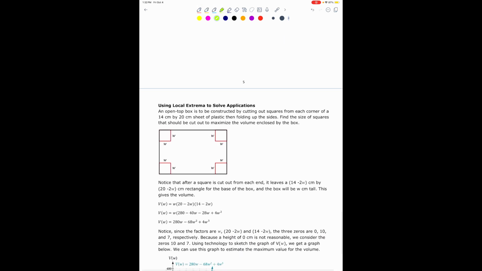Applications. How are we going to use local extrema to solve some applications? Here is an example. An open top box is to be constructed by cutting out squares from each corner of a 14 by 20 centimeter sheet of plastic, folding up the sides. Find the size of squares that should be cut out to maximize the volume enclosed by the box.